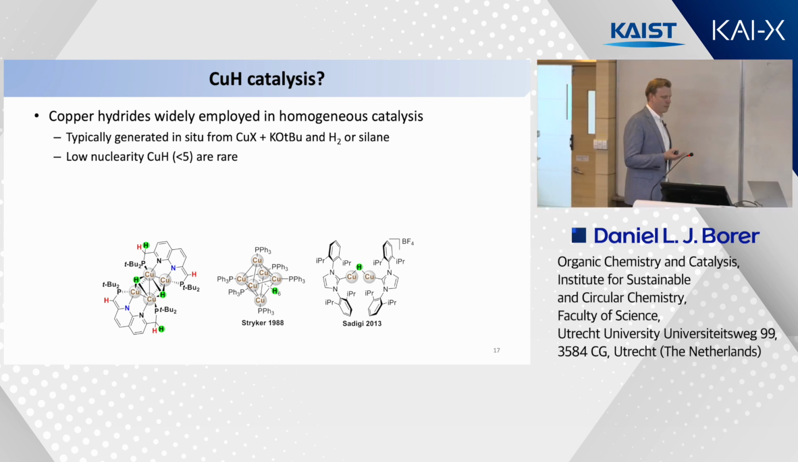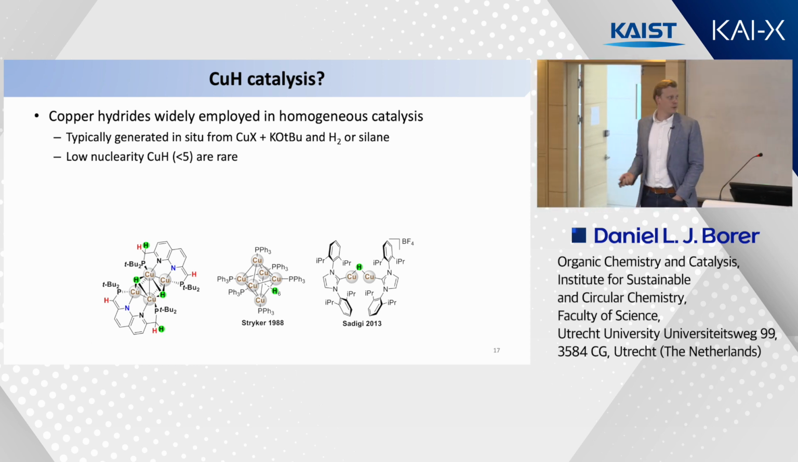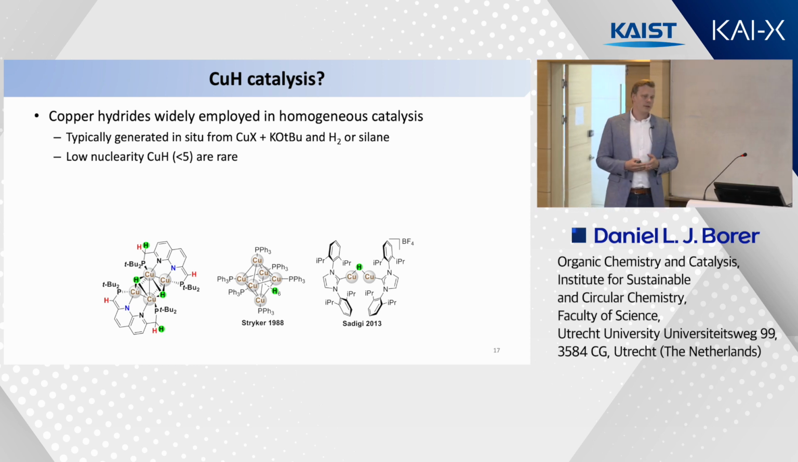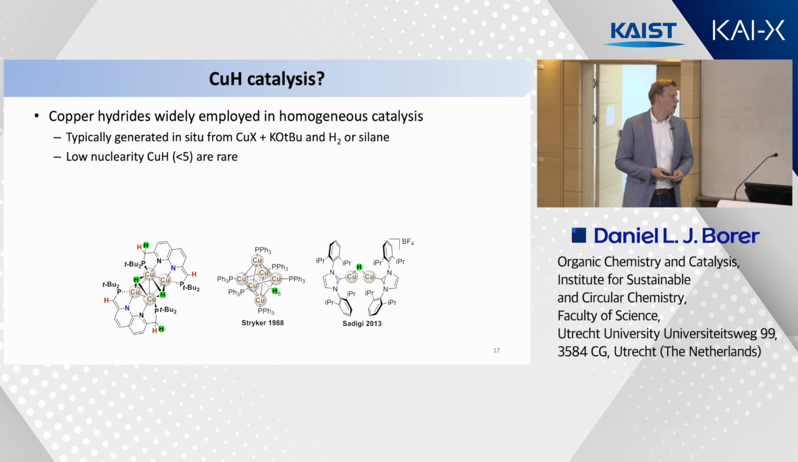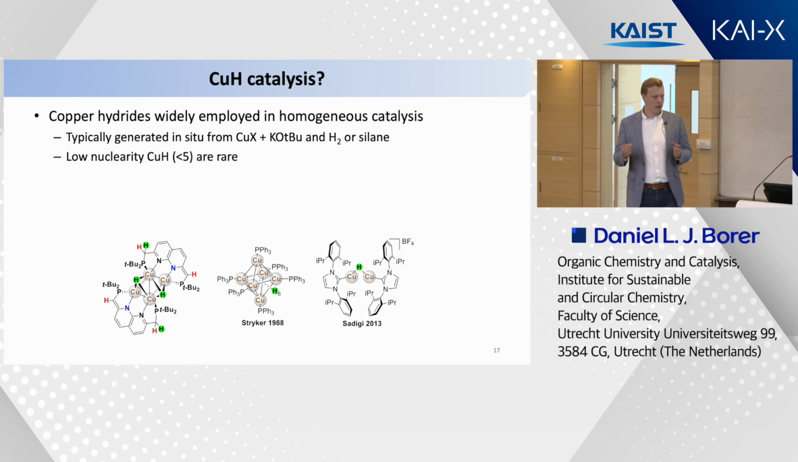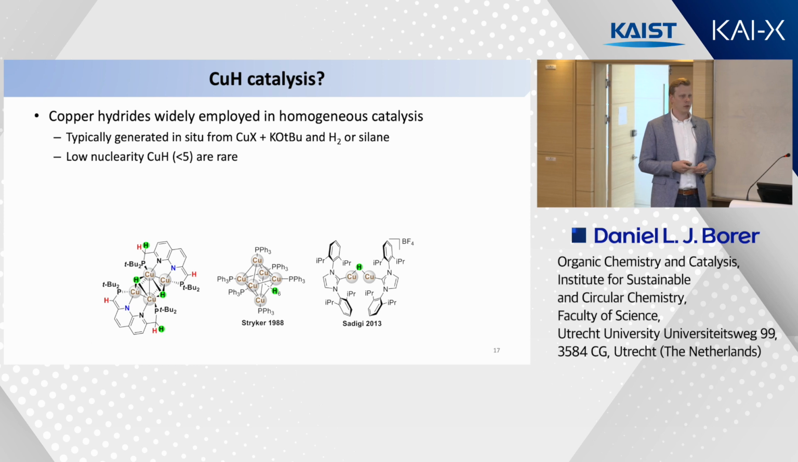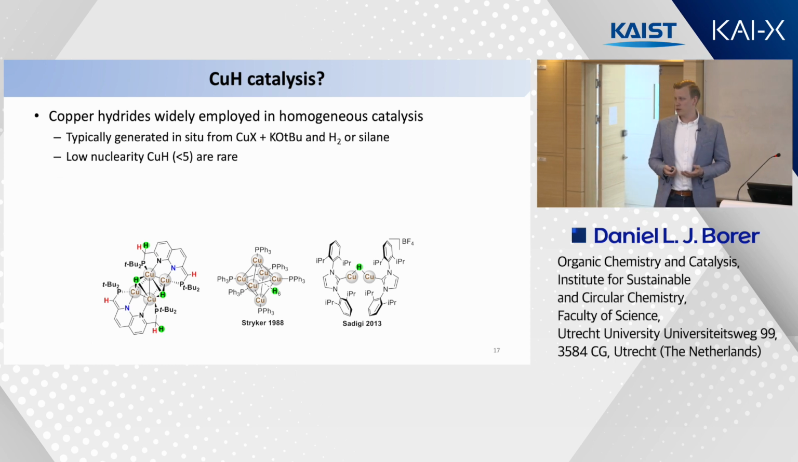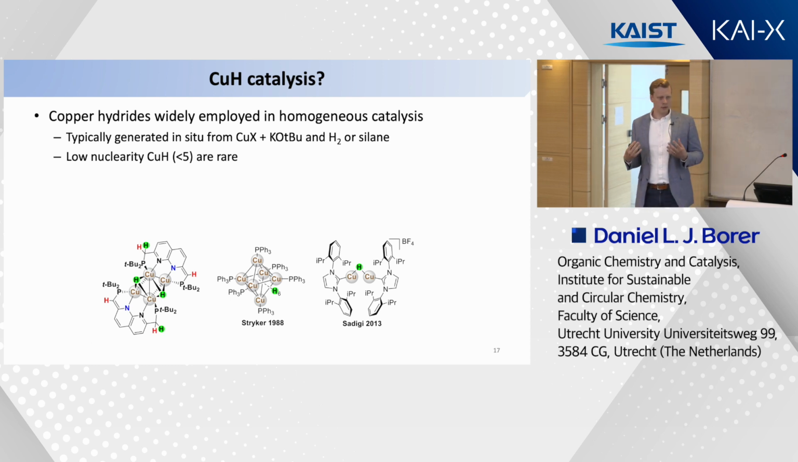So after a couple of years, we decided to revisit this. And what we found the previous times is that copper hydrides are well known in homogeneous catalysis. We know how they are made, but low nuclearity copper hydrides, so clusters with less than 5 hydrides, are very rare. And they're well known to be very potent in hydride insertion chemistry. And here you see one of the state-of-the-art systems. Well, this is already from 2013, but basically systems that look like this are really sort of the state-of-the-art in copper hydride catalysis.